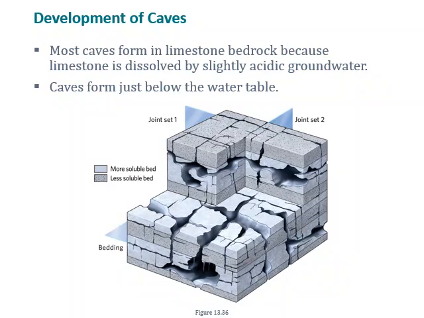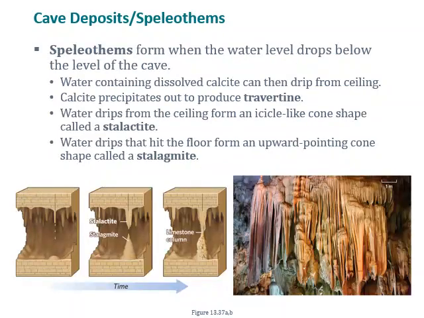Speleothems form when the water level drops below the level of the cave. Water containing dissolved calcite then drips from the ceiling. Calcite precipitates out on the surface to produce rock called travertine. Water that drips from the ceiling forms icicle cone shapes called stalactites, whereas water that hits the floor forms upward pointing cones called stalagmites.